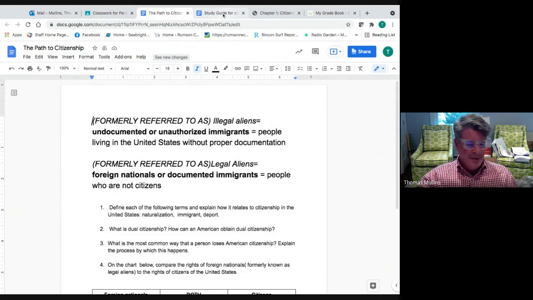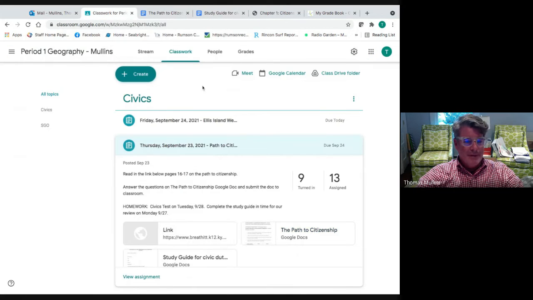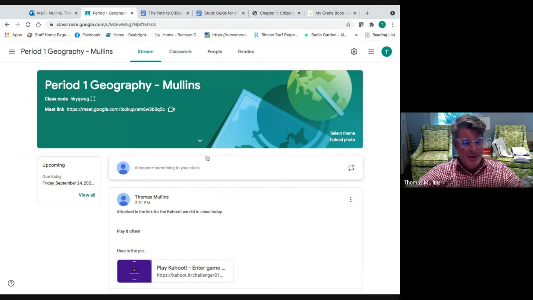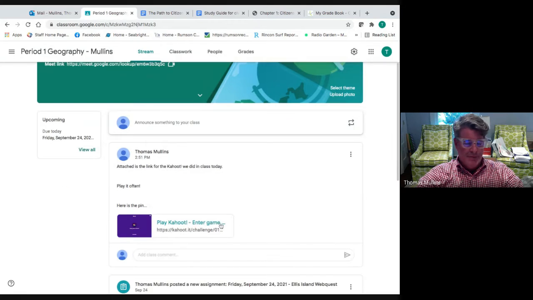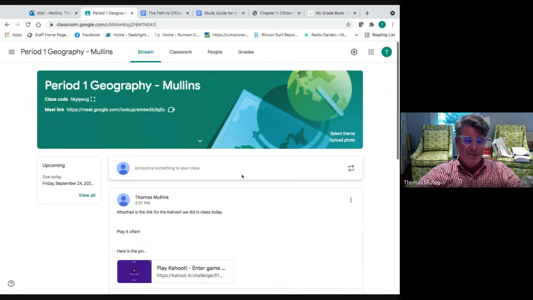Even if I have paper copies, I try to put the assignment on the Google Classroom. So if it is lost or they misplace it, they have a place to go back and get it. Everything will be there, as you can see here, and every class has one. This was the Kahoot game for the review game we did in class on Monday. I told them to play it as many times as they can to help them with their studying for the test on Tuesday.